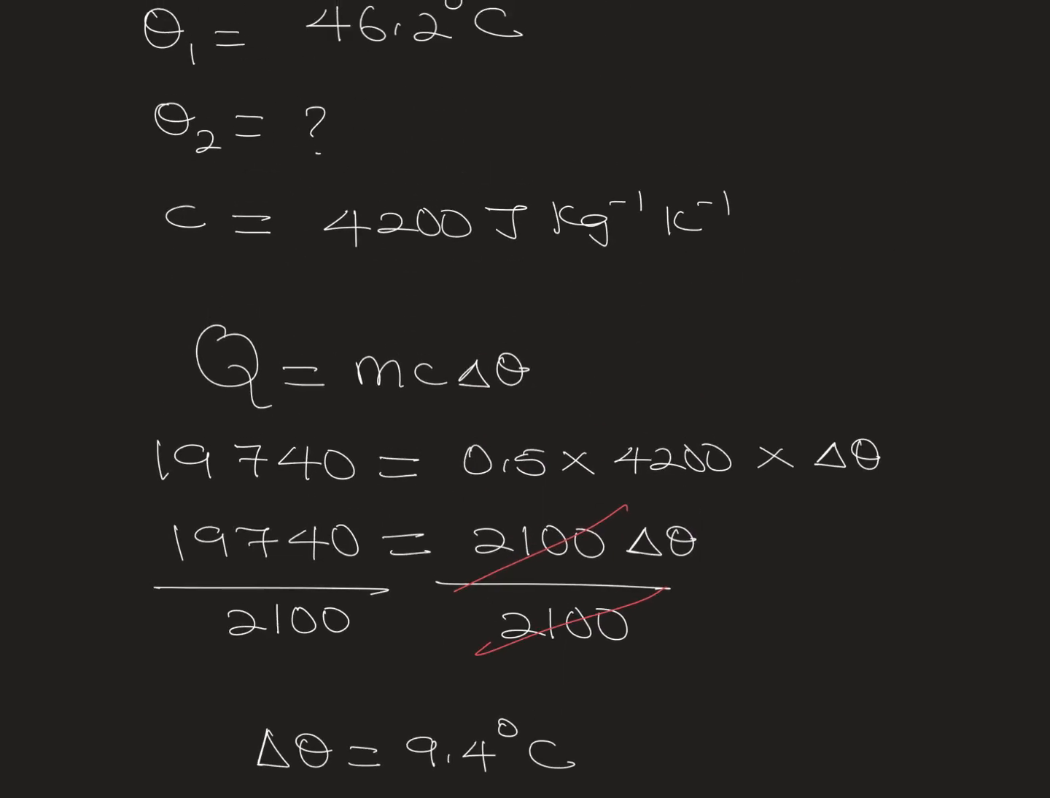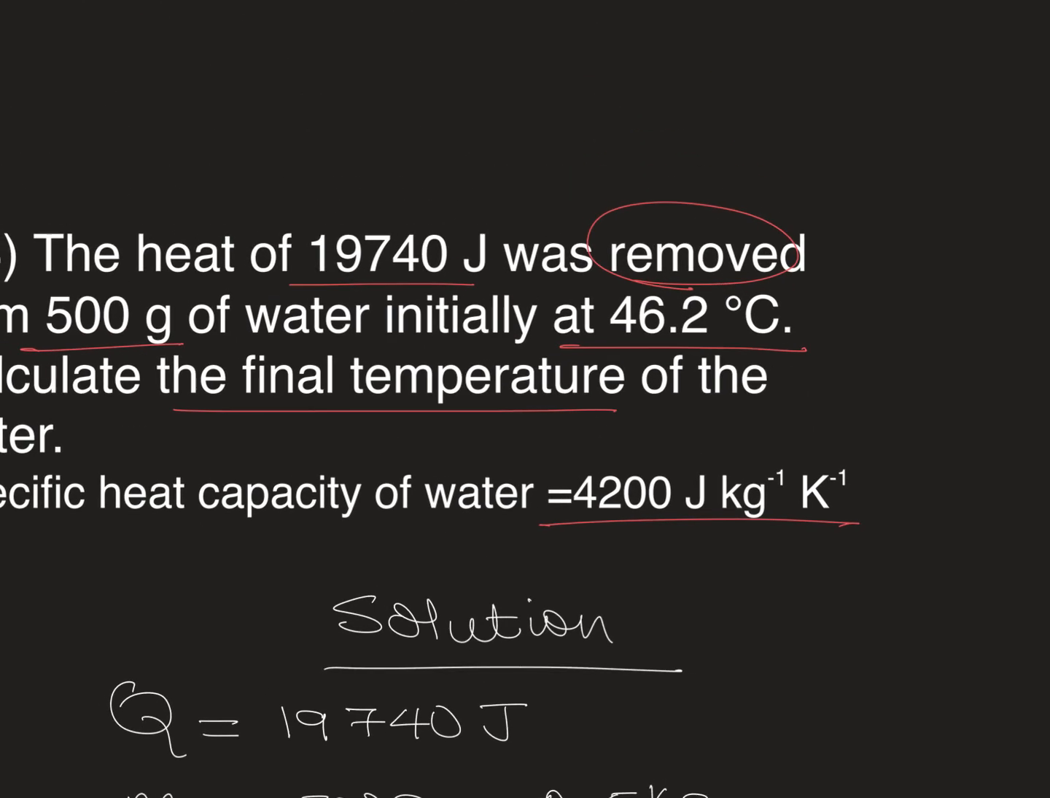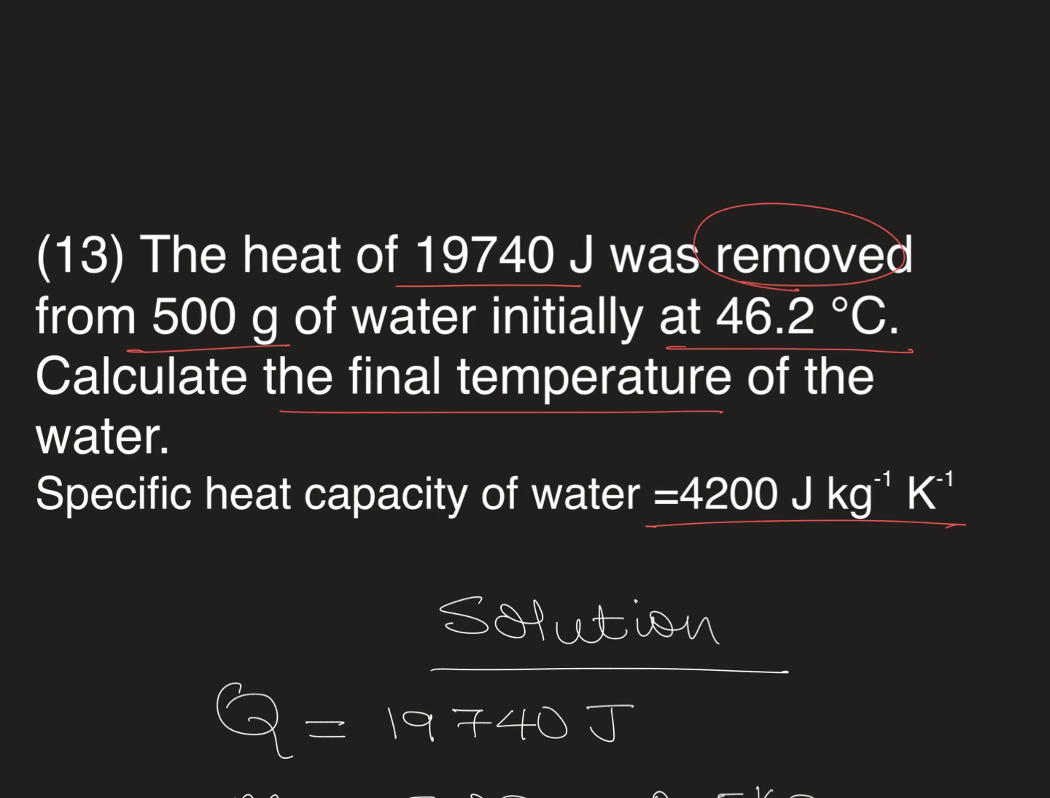But we know that delta theta will be equal to theta 1 minus theta 2, because here the process involves loss of heat, because it says 19,740 joules was removed. So if heat is removed from water or from any object, the temperature falls. So we expect a final temperature that is lower than the initial temperature. Okay, so we're going to use theta 1 minus theta 2.